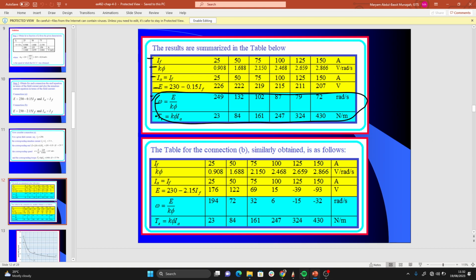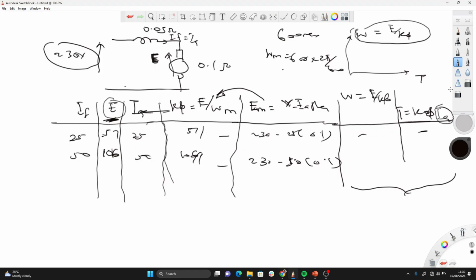Now you realize that part B says when I add an external resistance, the circuit becomes like this.